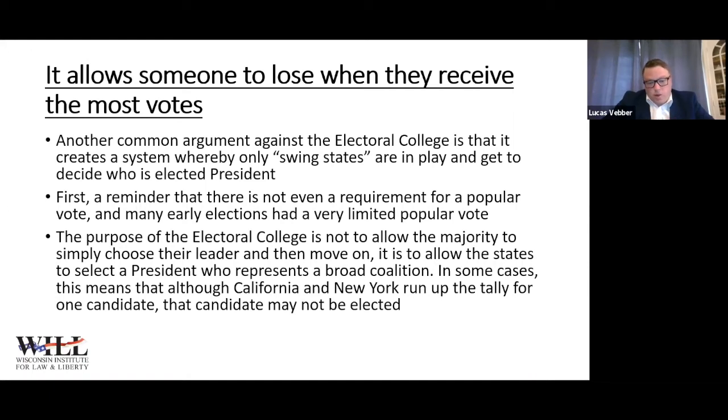This basically means that although California and New York run up the tally for one candidate, that candidate may not be elected if they're only focusing on California and New York. States like Wisconsin matter significantly. States like Minnesota, Iowa, these are states that don't have a lot of people, but play a big role in the electoral process explicitly because the Electoral College exists.